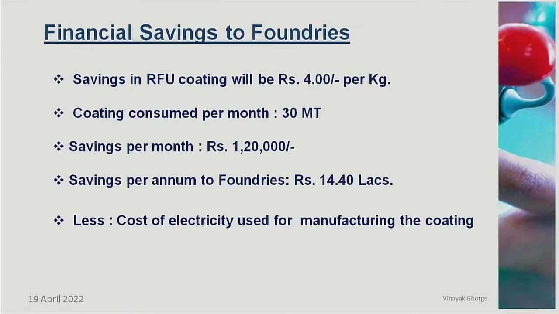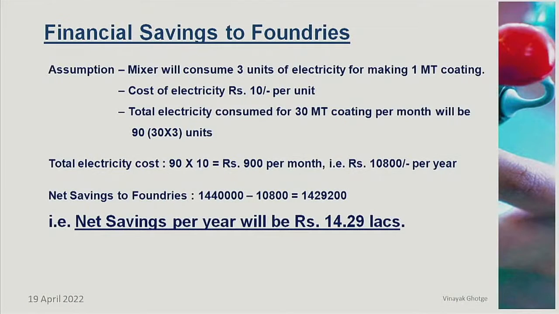So if a foundry is using about 30 metric tons of coating per month, then the saving will be around 1,20,000 rupees, and the saving per annum will be over 14 lakhs, which is substantial for the cost of coating we are using. It will be around 15 to 17%. Considering the electricity cost, instead of 14.4 lakhs, it will come to 14.3 lakhs. So the electricity is not substantial enough to affect the cost.